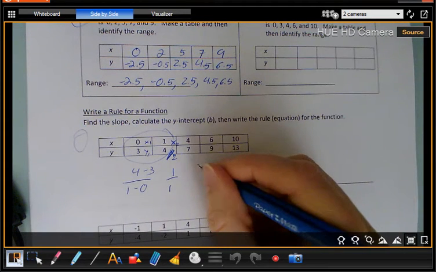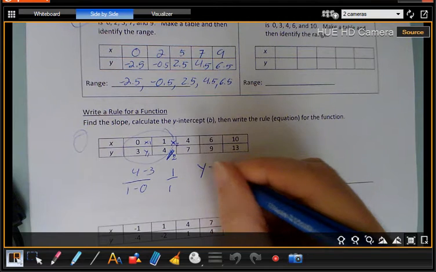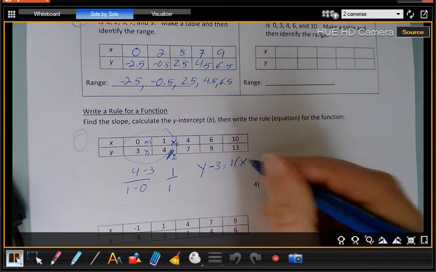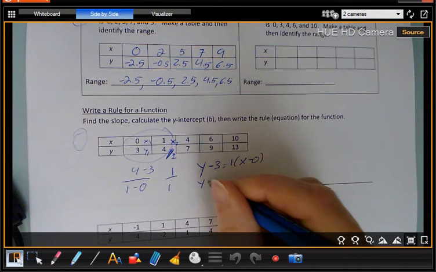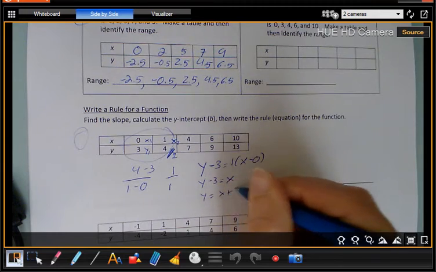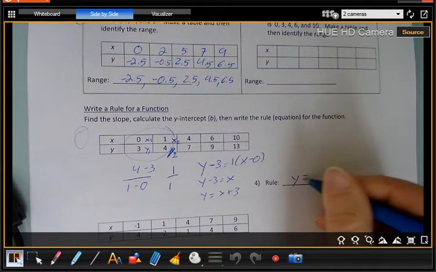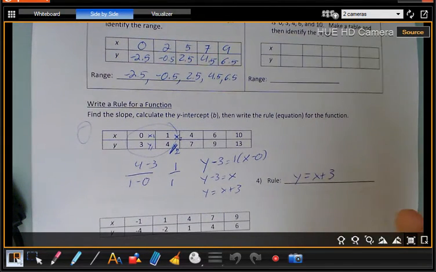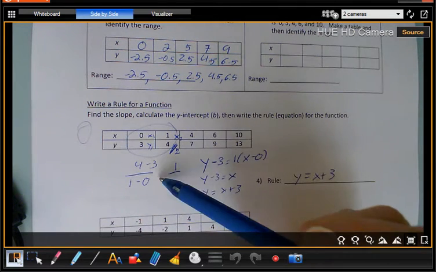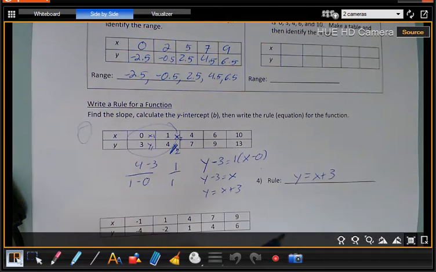So we can put it in point slope form. Y minus 3 equals 1 times x minus 0. Y minus 3 equals x. Y equals x plus 3. And that's my answer. Straightforward. We've done this for the last chapter, just using point slope form. Find the slope, point slope form. Done.